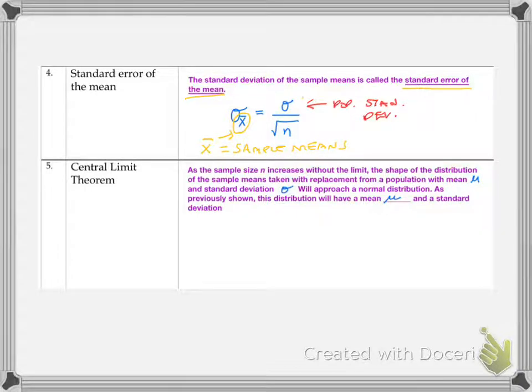Okay. So the central limit theorem states that as your sample size, so sample size is n, increases without limit, okay, so it sort of goes on and on, the shape of the distribution of the sample means taken with replacement from a population with mean mu, standard deviation sigma, will approach a normal distribution. Okay, and as previously shown, this distribution will have a mean, mu, and a standard deviation, sigma over the square root of n. This will make more sense as we apply it into our problems on what it's really stating. I know it's a lot of wording there, but we'll look at examples.